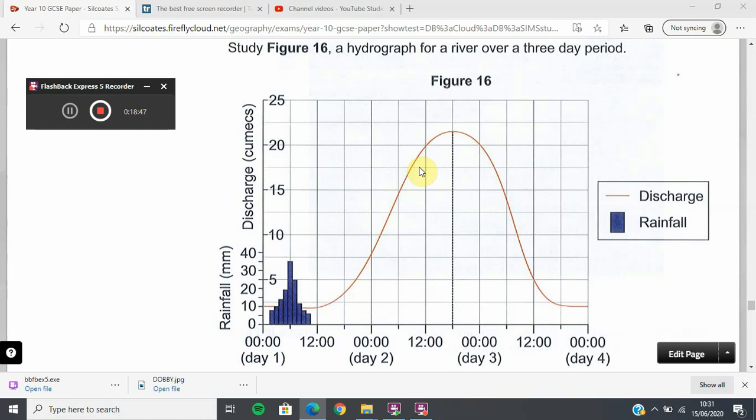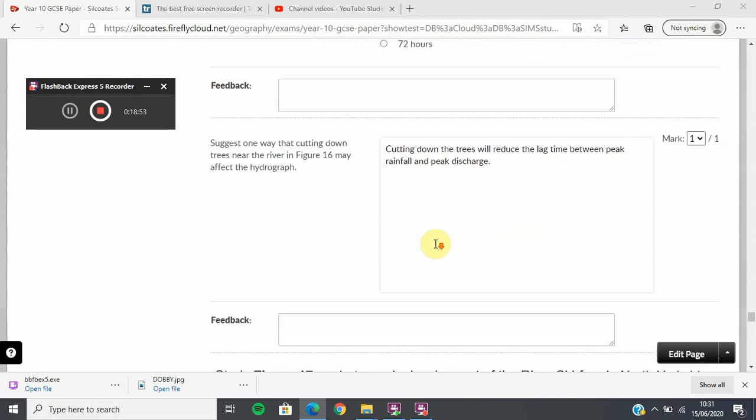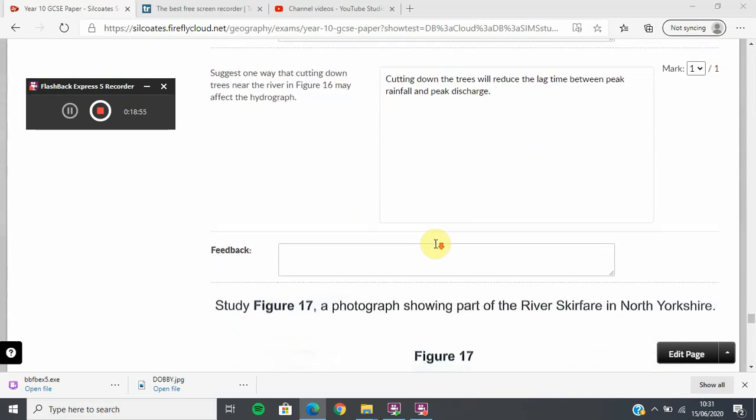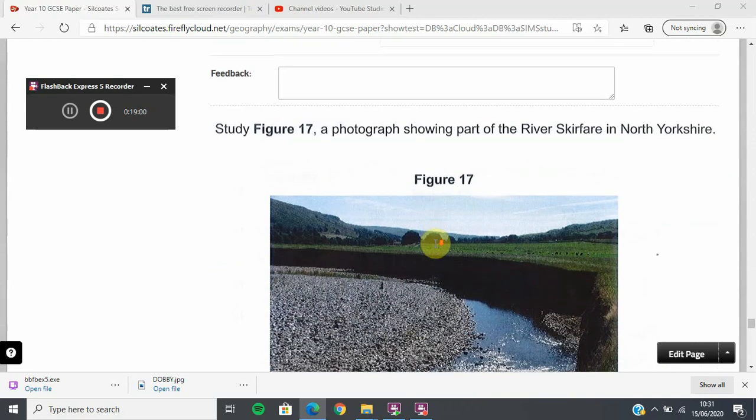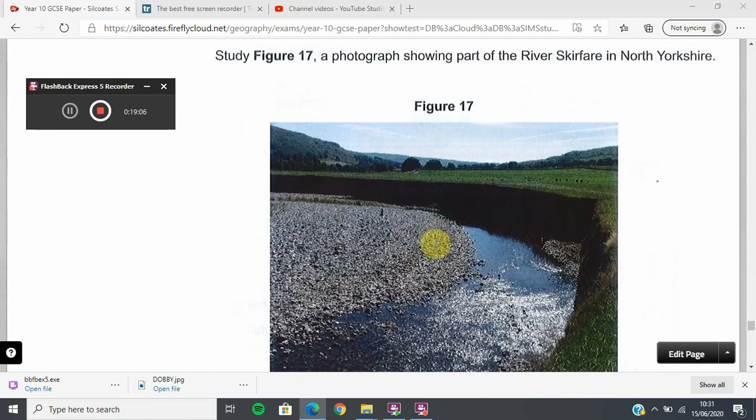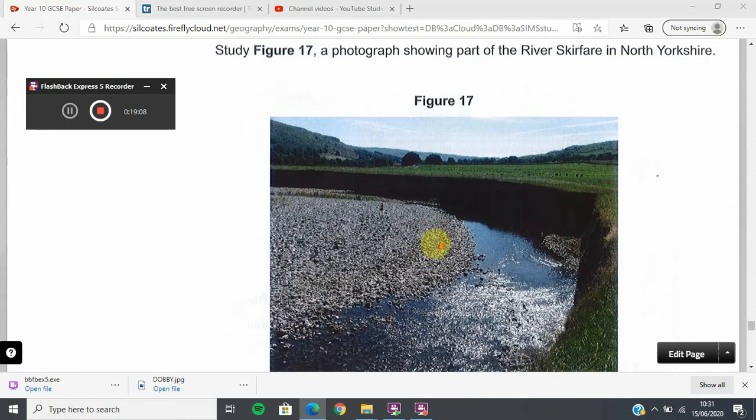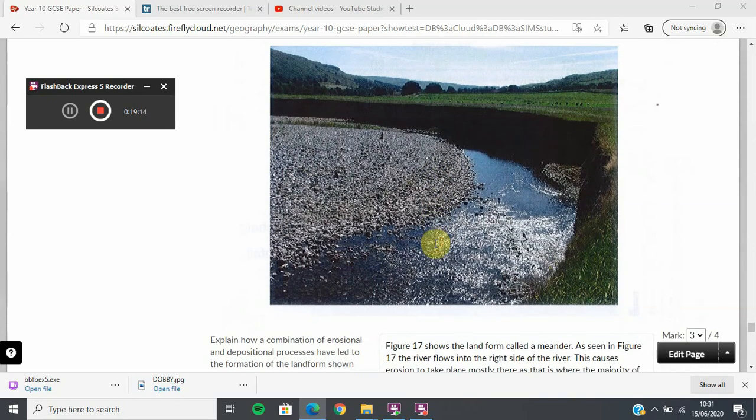Okay, so it's directly what the impacts are on the graph. That's what the question's asking us for. Again, you've got to make sure you read exactly what the question is saying. Right, next one was study figure 17, a photograph showing part of the River Skifere in North Yorkshire. Now, this question is a much easier question than I think a lot of you realised. I think you got confused by it and by the way that it was written.